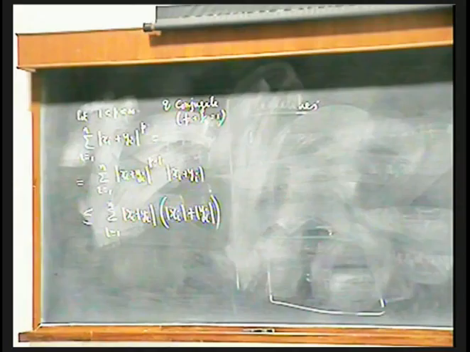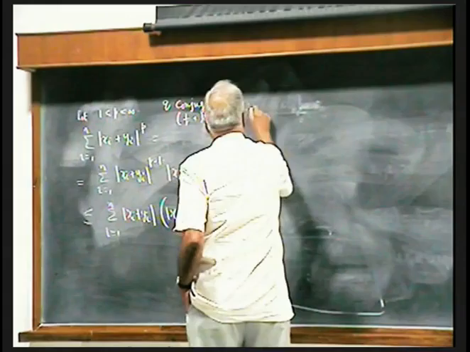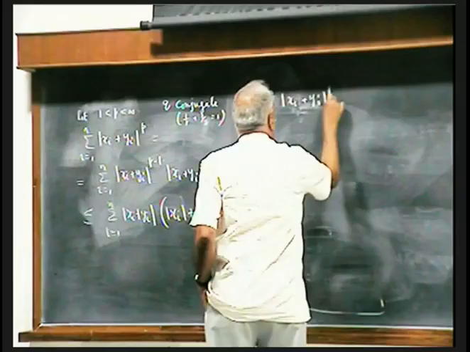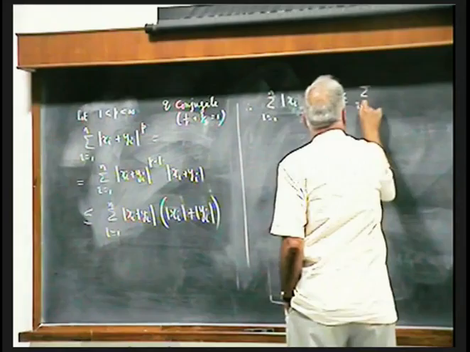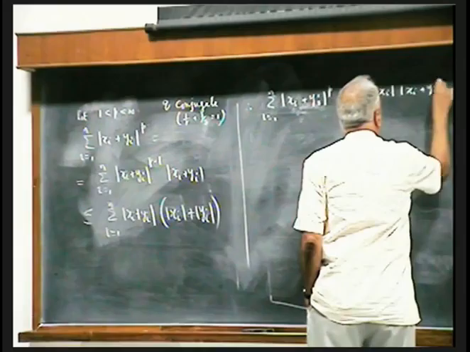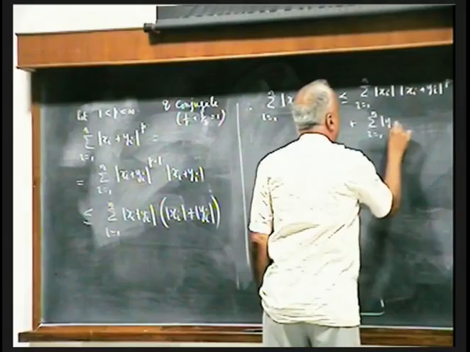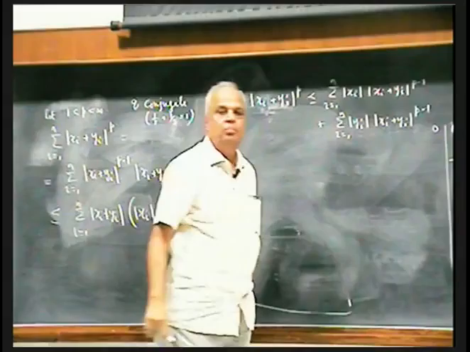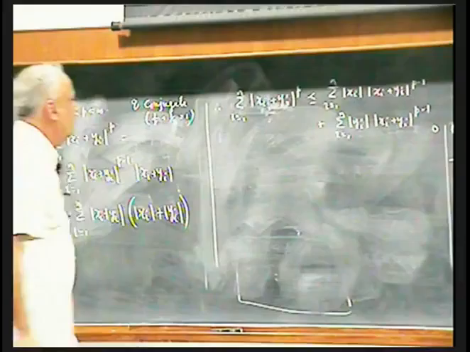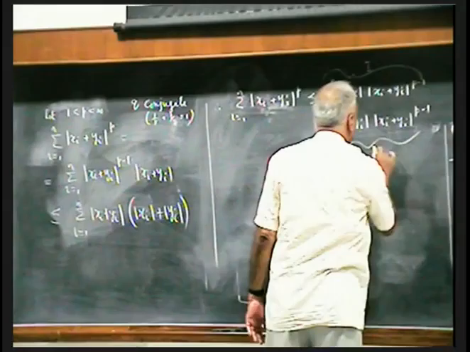Okay, so net is therefore summation i equal to 1 to n mod xi plus yi to the power of p is less than or equal to summation i equal to 1 to n mod xi into mod xi plus yi to the power of p minus 1, plus summation i equal to 1 to n mod yi into mod xi plus yi to the power of p minus 1. Okay. Now I will call this 1 and this 2 so that I don't have to write again and again.